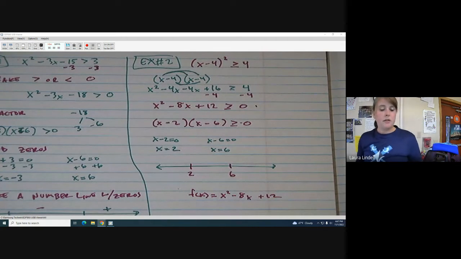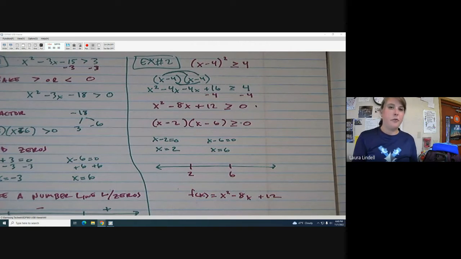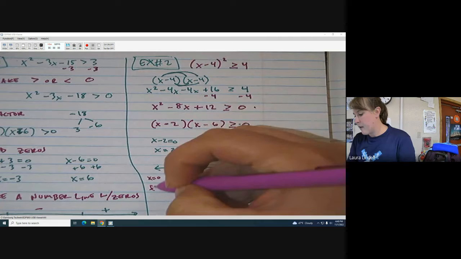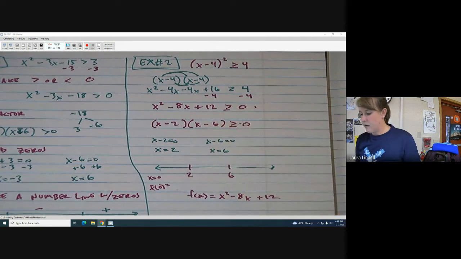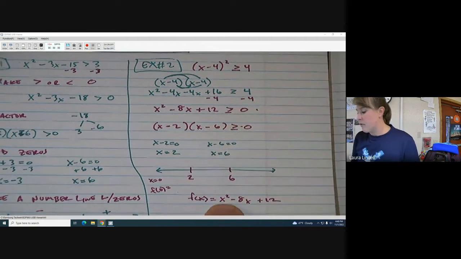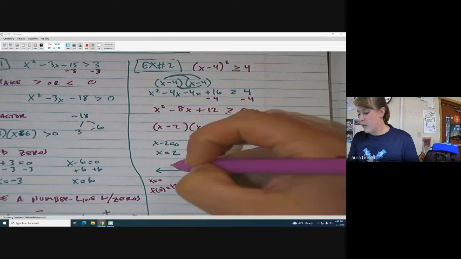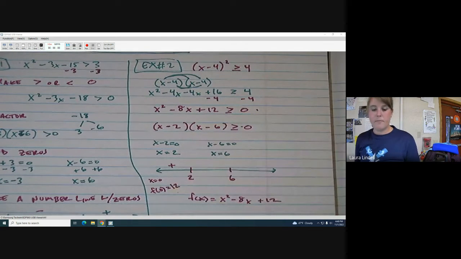Okay, so I need to try out a value that's less than 2. A value that's less than 2 that's easy to try out is 0. Let's see what happens when x is 0. If I plug in 0, we get 0 squared minus 0 plus 12. So f of 0 is 12, which is a positive number.